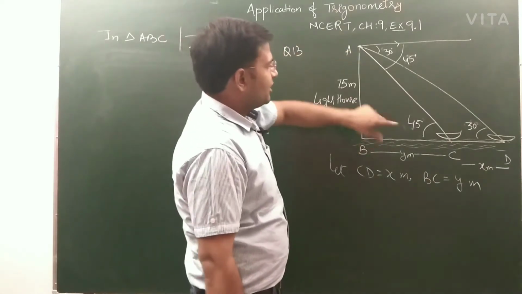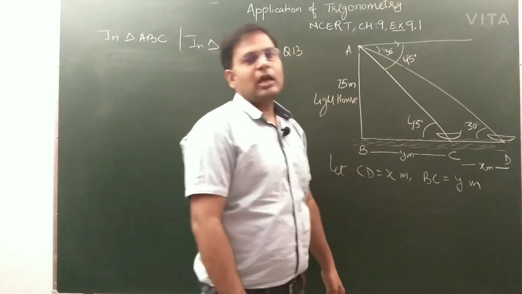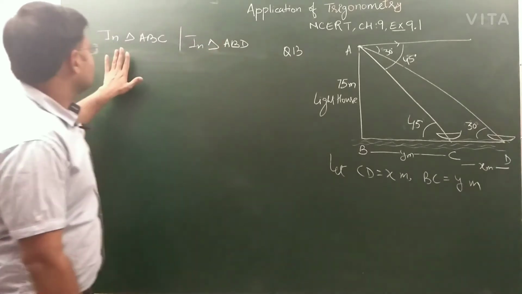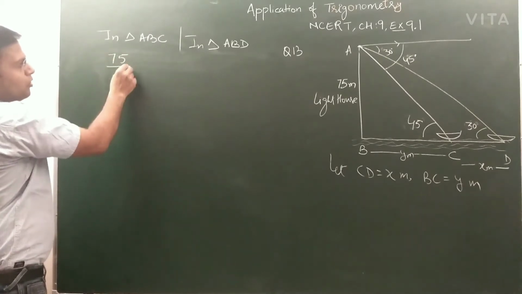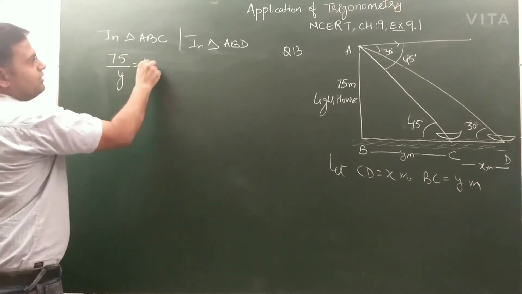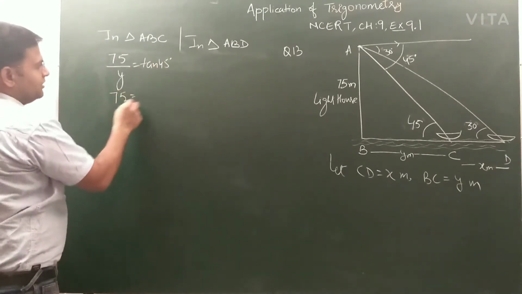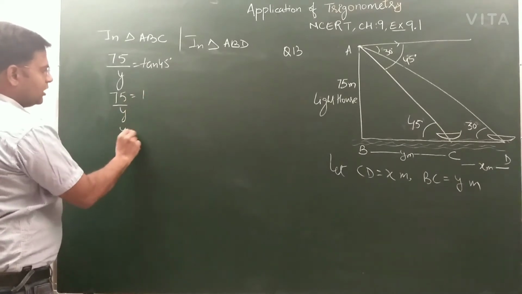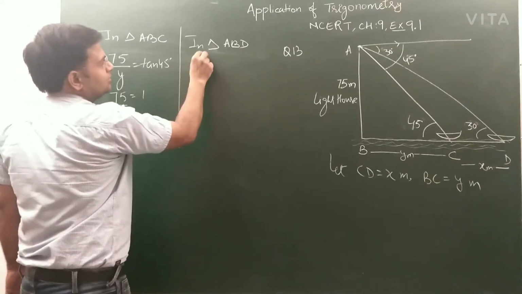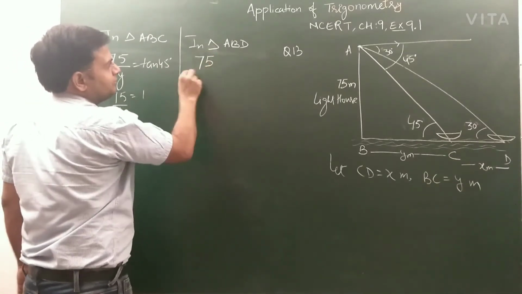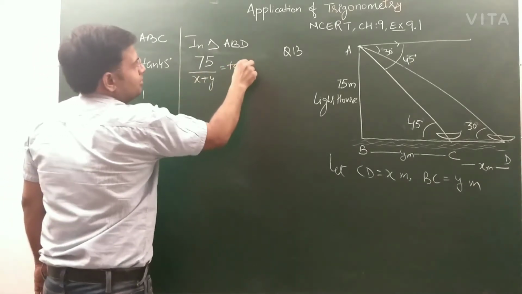In this figure we can see there are two right angle triangles, triangle ABC and triangle ABD. As per our golden rules, we'll follow these two triangles. In triangle ABC, you apply 75 upon Y is equal to tan 45 degrees. tan 45 is 1. So ultimately you are going to get Y as 75. Next, in triangle ABD, take the perpendicular as 75 and the base as X plus Y, and this is tan 30 degrees.